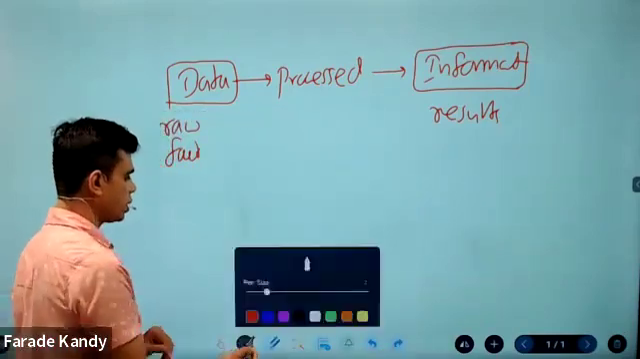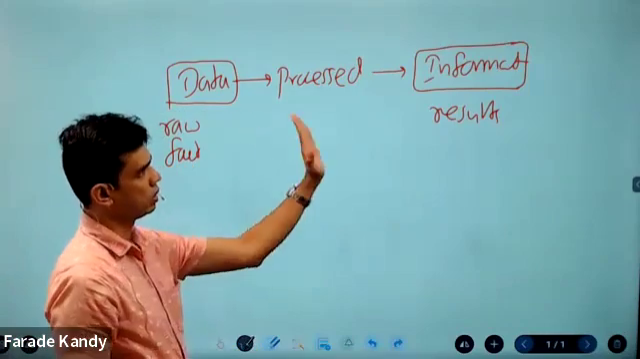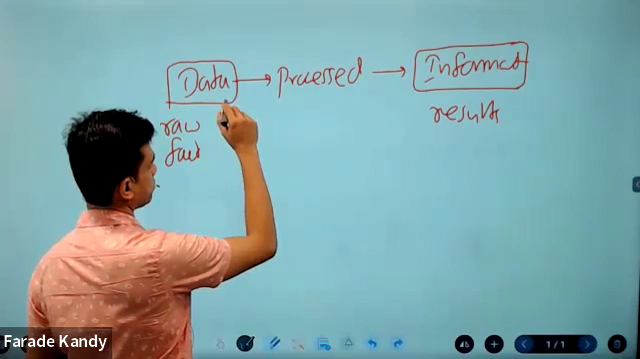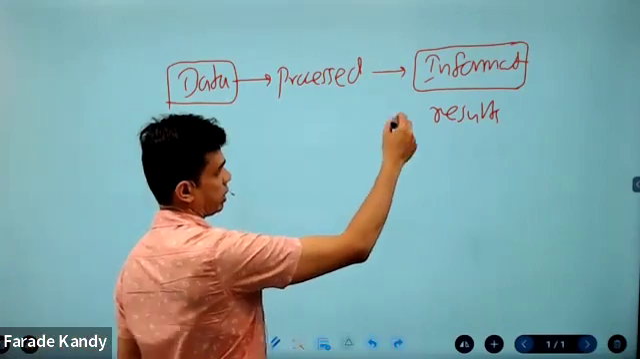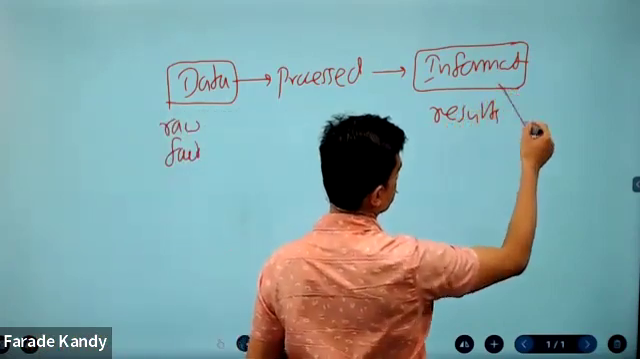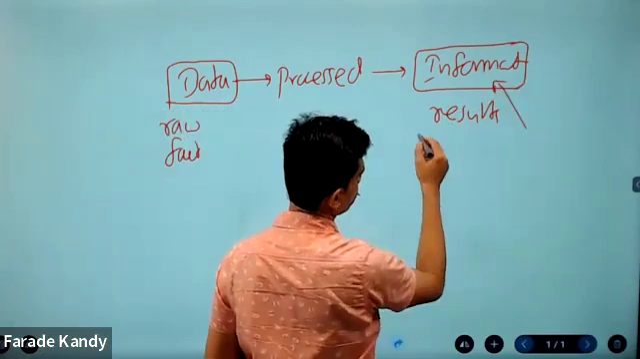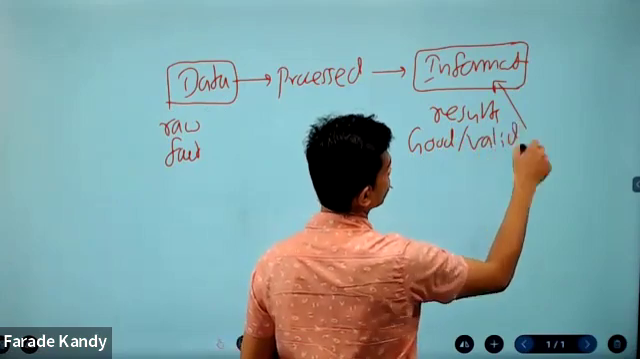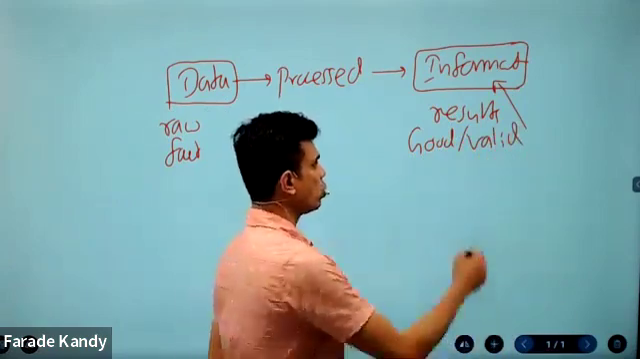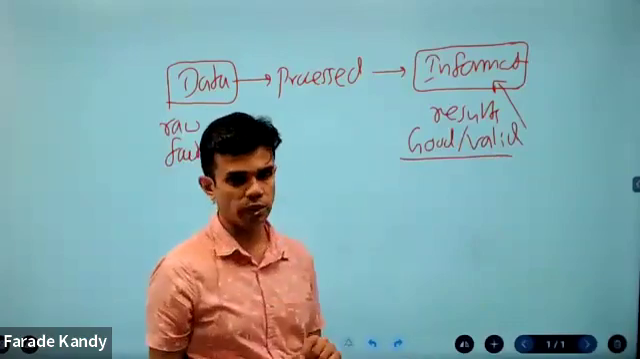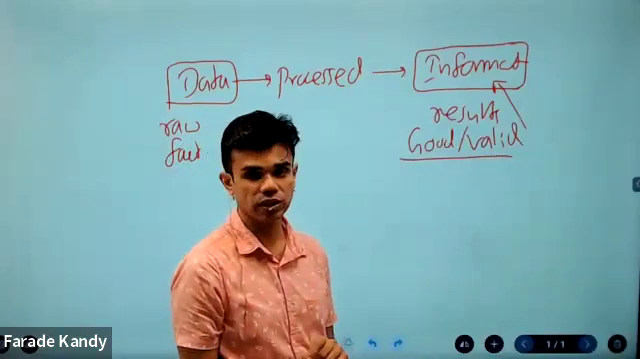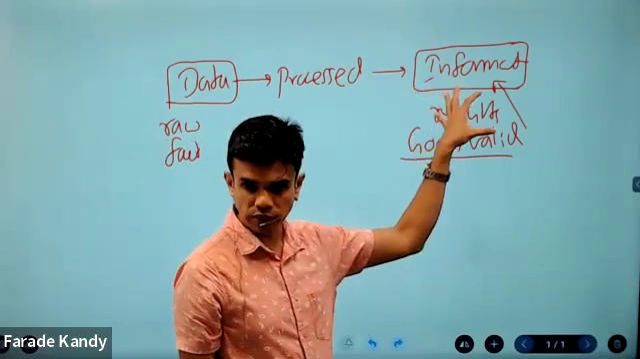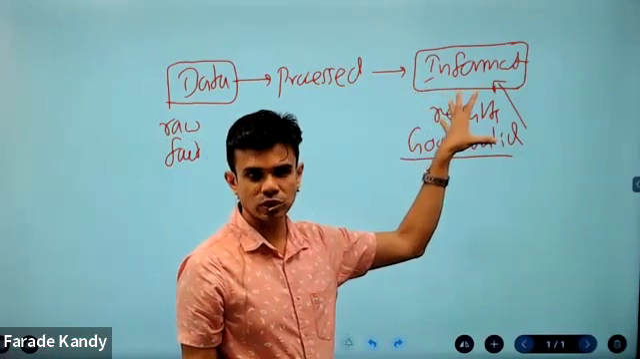And further, continuing with data and information, the information we obtain has to be good information, or we can call this valid information. Then if it is going to be good or valid, what are the features we expect in information? We did that in the last class. Information we obtain has to be good. And what are the features we know?